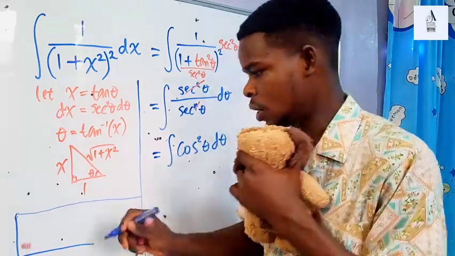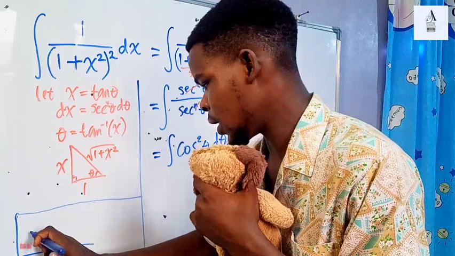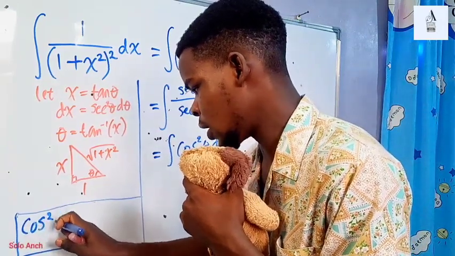Well, I want you to know that when you have cosine squared of theta, cosine to the second power of theta, right?